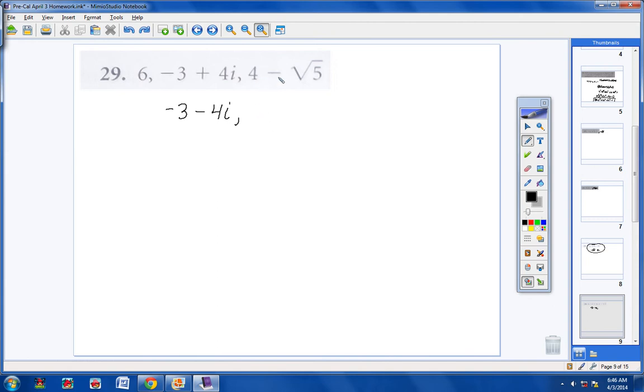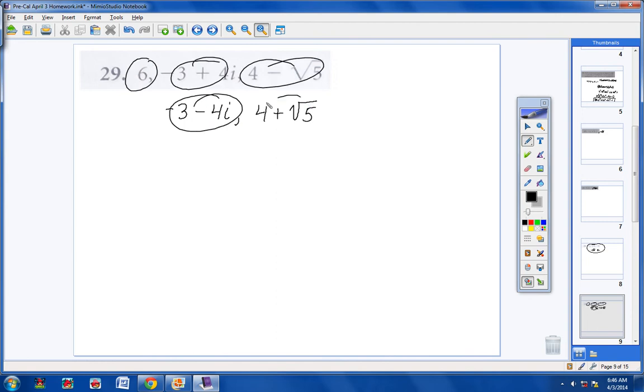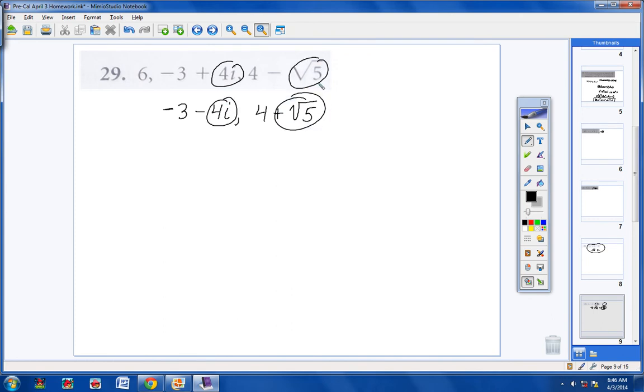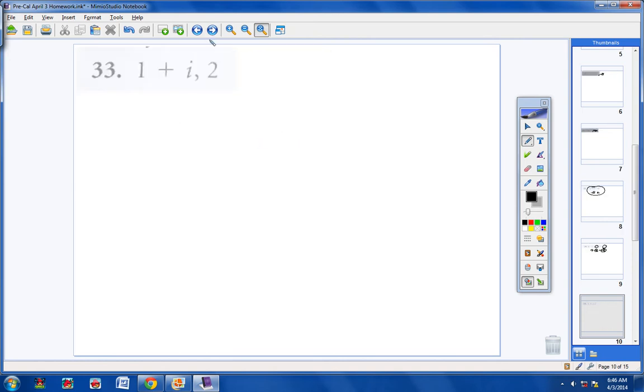So if 4 minus square root of 5 is a zero, then also 4 plus square root of 5 is a zero. So there's my 5 zeros. 1, 2, 3, 4, 5. Notice when I wrote the conjugates, you don't change the sign of this first term. Negative 3 stayed negative 3. Positive 4 stayed positive 4. You only change the sign of the imaginary number, and you only change the sign of the radical for your irrational zeros. Okay? All right, let's move on to number 33.